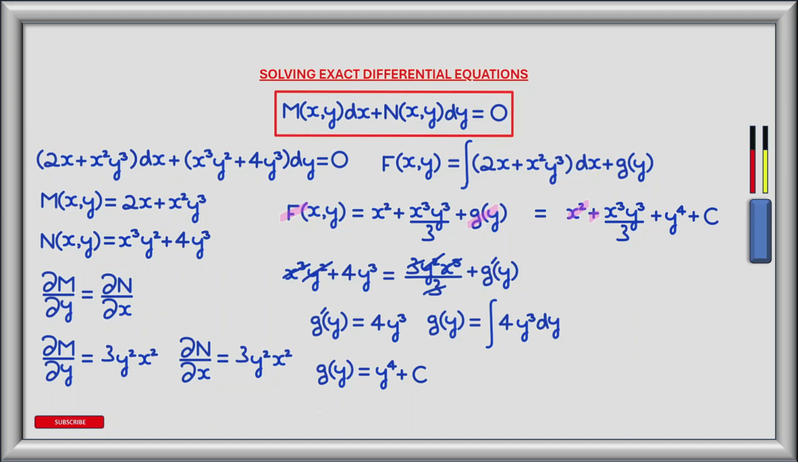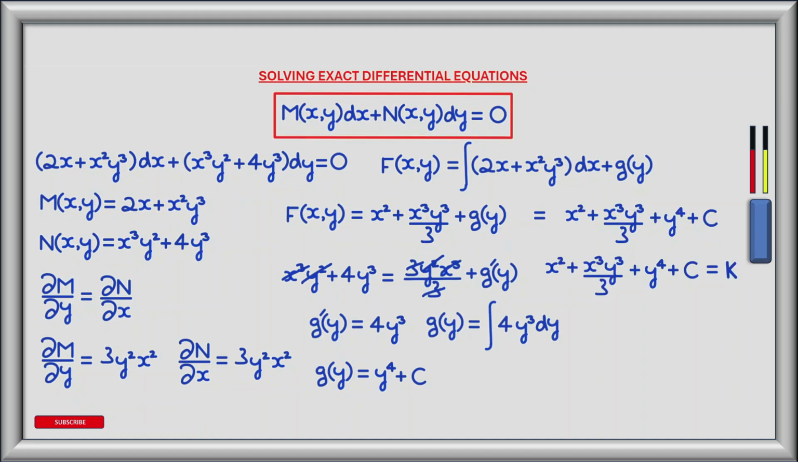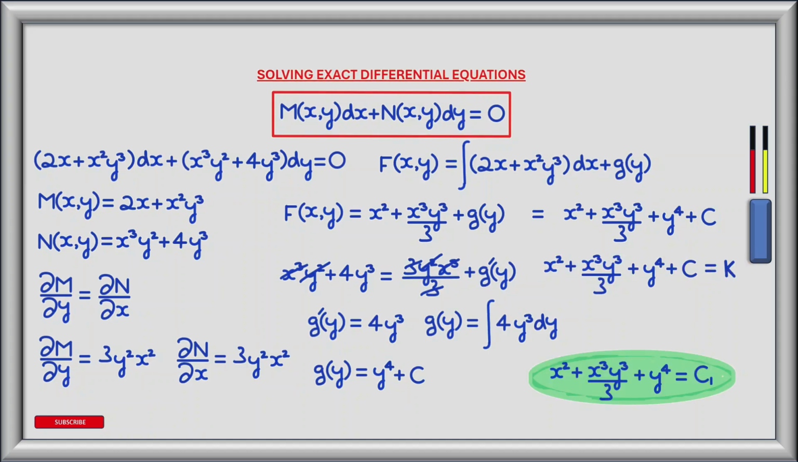x² + x³y³/3 + y⁴ plus a constant c. And setting our potential function equal to a constant, we have x² + x³y³/3 + y⁴ + c is equal to constant k. Combining constants c and k into new constant C1, we find that the general solution of our differential equation is x² + x³y³/3 + y⁴ is equal to constant C1.